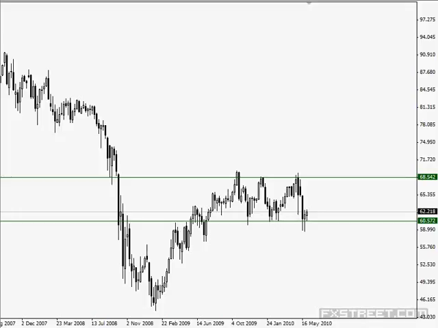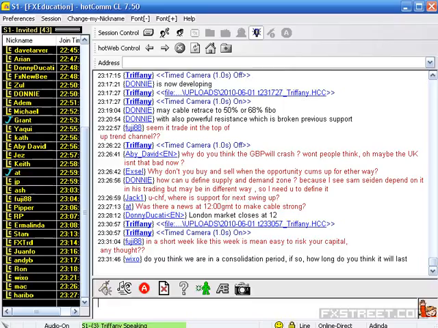Dollar Swiss, I don't know that we'll have a chance to get to a whole other pair. Let's see, where's the news to make the cable strong? I don't know. I didn't look. In a short week like this, this week is mean, easy to risk your capital. Any thought? In a short week like this. Fuji, will you ask your question again? I'm sorry, I'm not getting it.